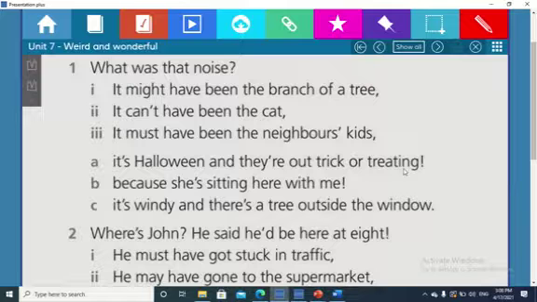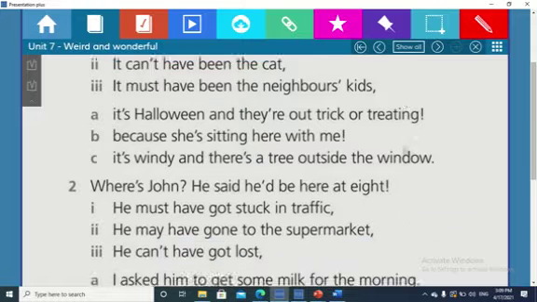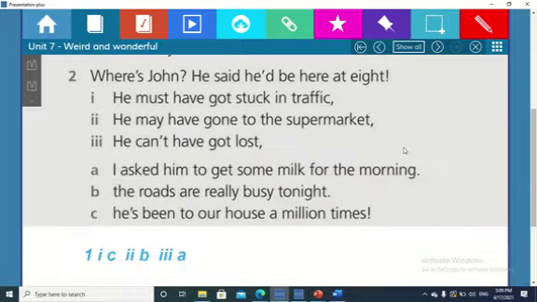So they are playing. So that's why I know that these are the neighbor's kids. What about 2? Where's John? He said he would be here at 8. He must have got stuck in traffic. I know that. I'm quite sure. Why?